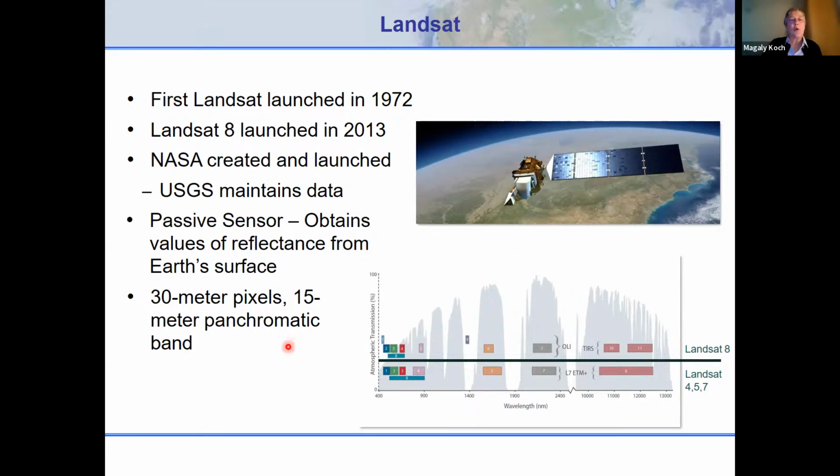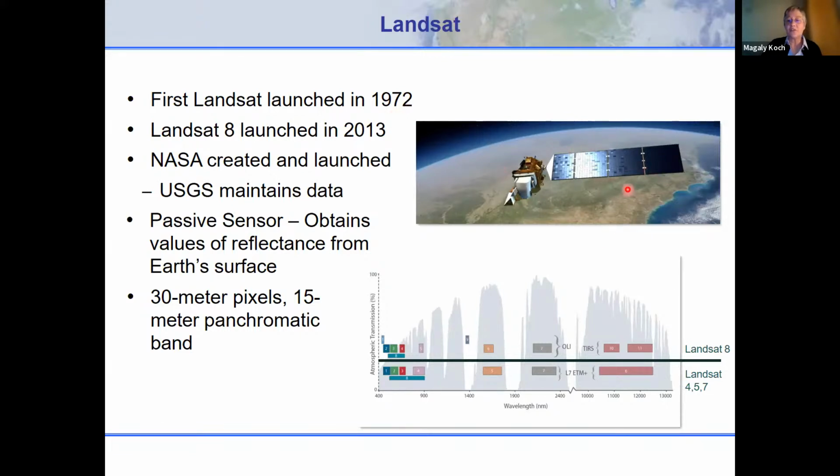Anyway, so Landsat, as I said, was launched almost 50 years ago, and it's a program that consists of many Landsat missions, and they are designed to follow certain criteria so that we can assure that images collected in, let's say, the 70s can still be compared to images collected nowadays.